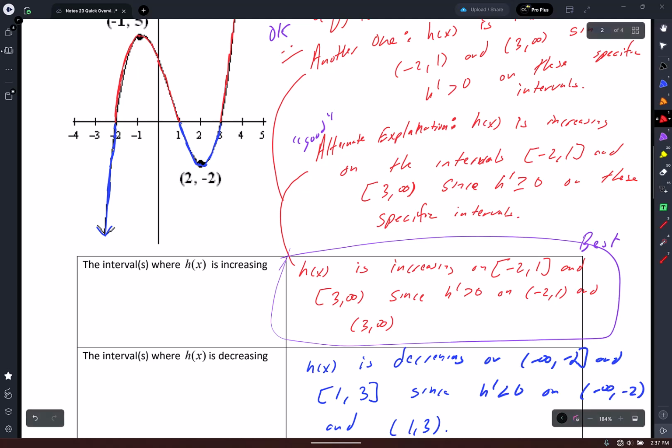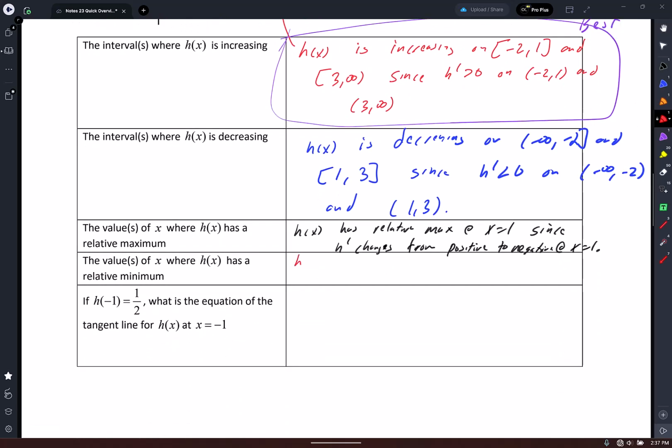And 3. Why? h prime goes from negative to positive.